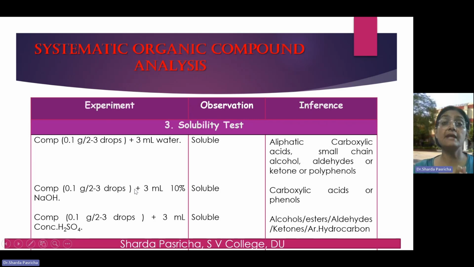The next test categorizes the compound into acidic and neutral compounds. You will have to take again 50 milligrams of your solid compound or 1 to 2 drops of your liquid compound, and then add 3 ml of 10% sodium hydroxide solution, which is available on your benches, and shake it a little. See if the compound is going into solution. When you check the solubility in NaOH, what is important is that after shaking it for about 2 to 3 minutes, you decant the supernatant liquid into another test tube and add a few drops of concentrated hydrochloric acid. If the compound has gone into solution, when you acidify the solution, it will precipitate out.